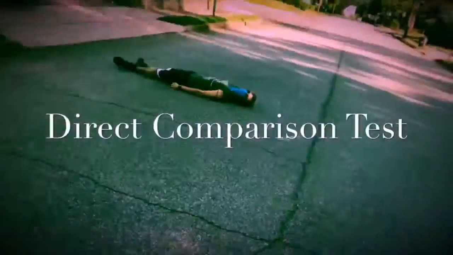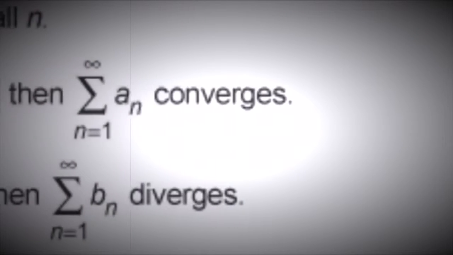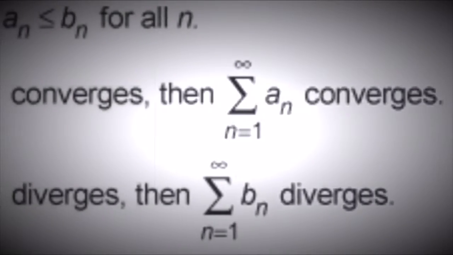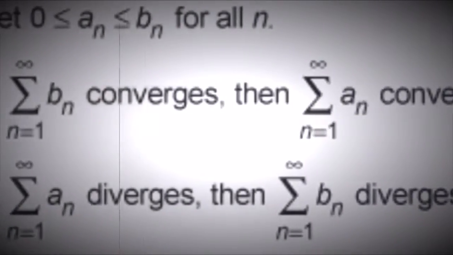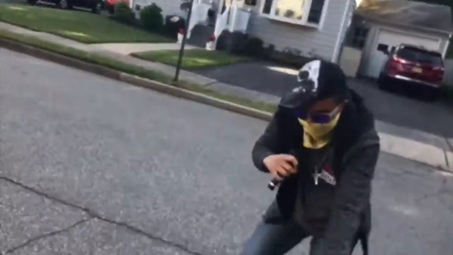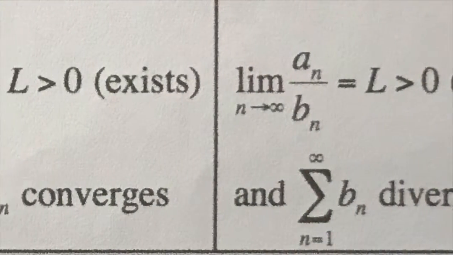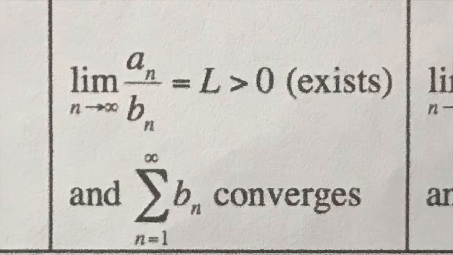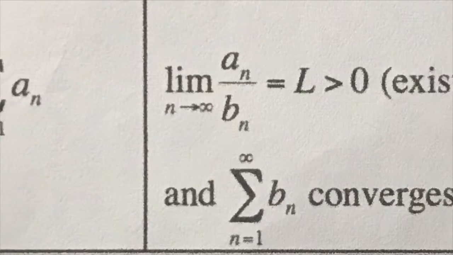Direct comparison: if a sub n is less than or equal to b sub n and series b sub n converges, so does the original. And if a sub n is more than or equal to b sub n and series b sub n diverges, well, the original does that too. Limit comparison: if the limit as n approaches infinity of a sub n over b sub n is greater than 0, then a sub n behaves the same way as b sub n.